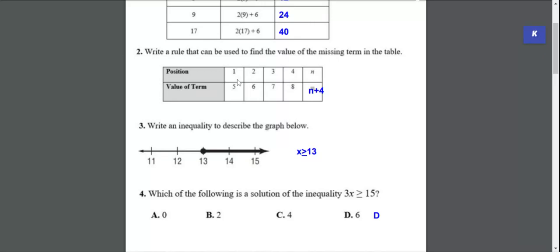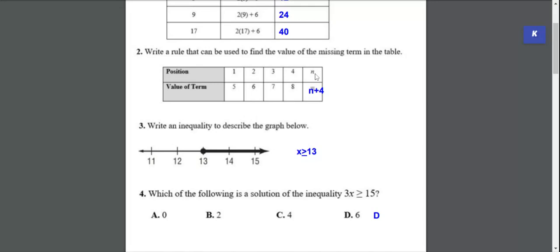All right, so how do we get from this? Well, I can do 1 times 5, or I can do 1 plus 4. Let's see what works here. 2 times 5 doesn't work, but 2 plus 4 does. How about 3 plus 4 and 4 plus 4? So whatever's on the top, I'm adding 4. Well, what if I call it n? If this is n, then the rule is going to be n plus 4.